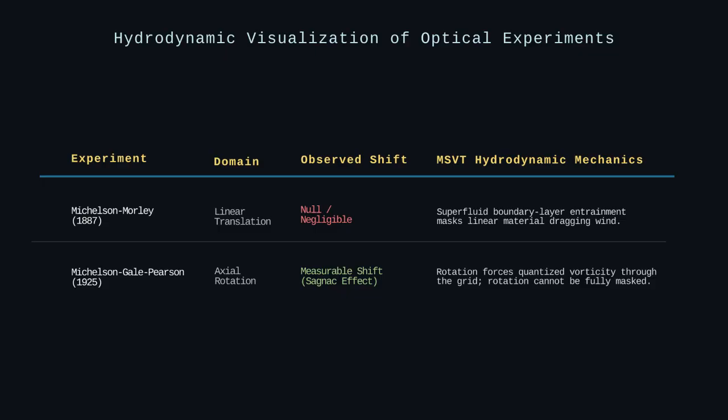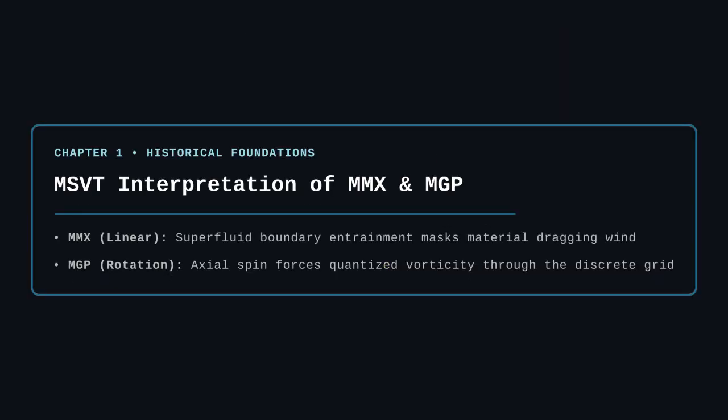In modern physics, special relativity accounts for the Sagnac effect geometrically within rotating spacetime coordinates without requiring a physical medium. MSVT does not dispute this relativistic calculation. Rather, it provides a physical, hydrodynamic visualization for these kinematic behaviors. In a quantum superfluid, linear translation and rotation produce fundamentally different boundary conditions.